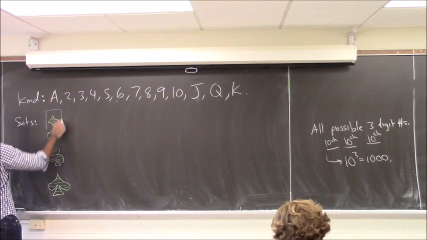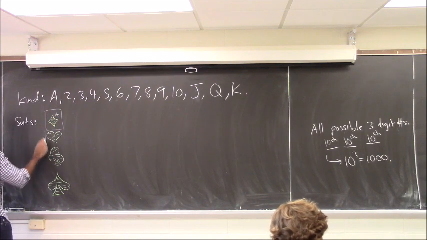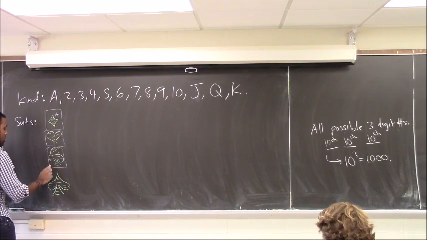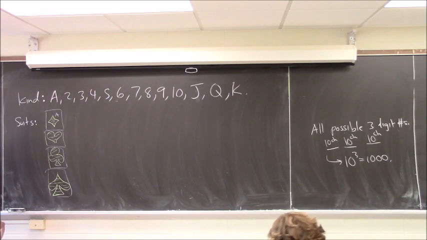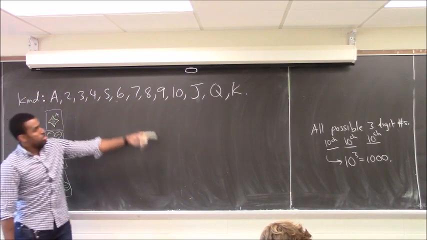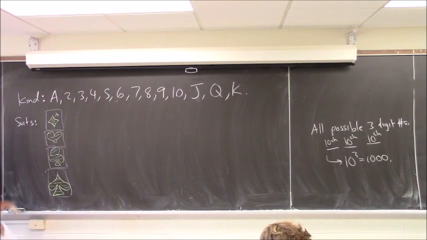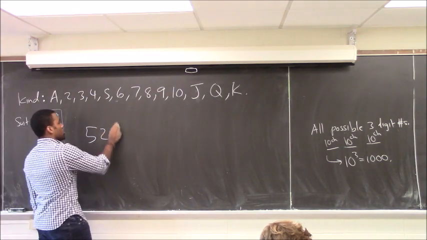So you can have a card with an A on it and a heart on it, an ace, and a card with this, and a card with this. Okay? And so you have 13 possible kinds, you have 4 possible suits, so you have 52 total cards.